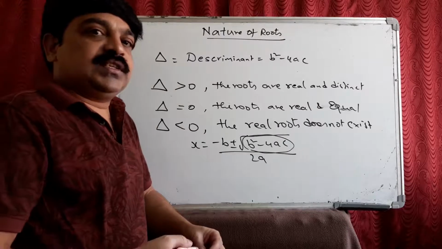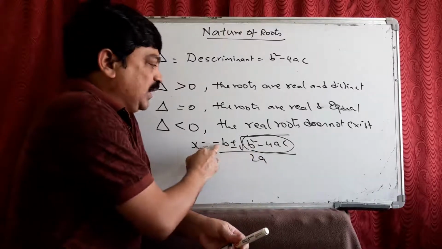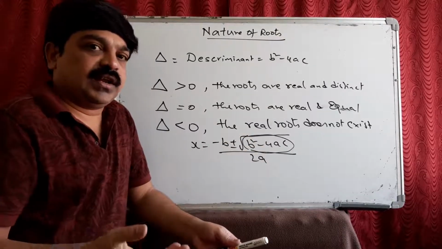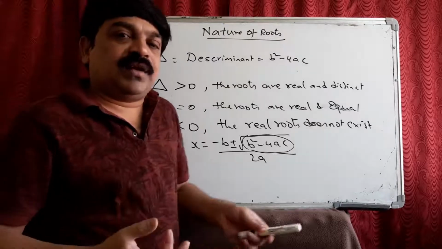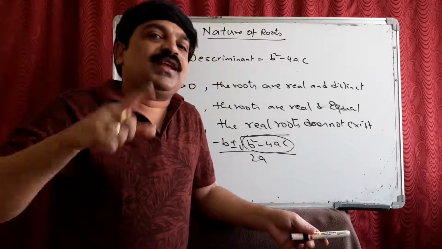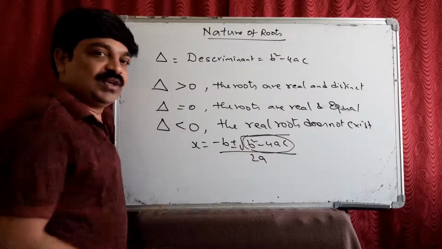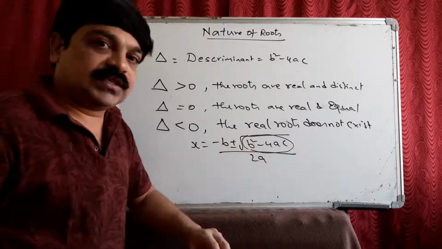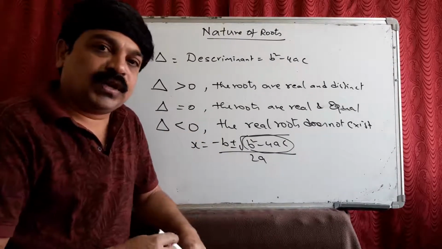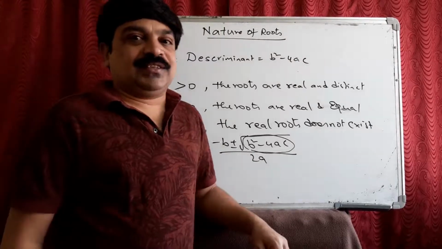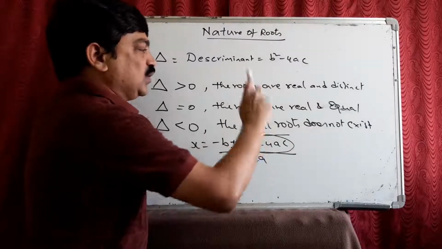Real roots exist means, suppose if it is 4, then you get 2, so minus b plus or minus 2, and you get a real number. Even if it is 3, you get root 3, an irrational value, but an irrational number is also a real number. But if it is negative, the square root does not exist. If the square root does not exist, the whole formula does not exist. If the whole formula does not exist, then the roots or the zeros do not exist. That is the reason why we write that the real roots do not exist.